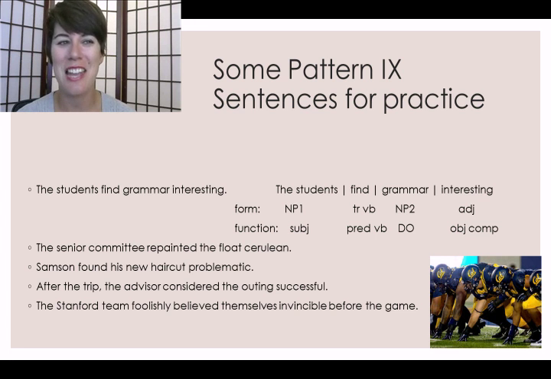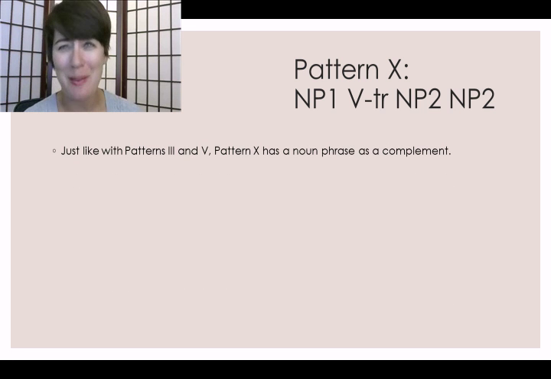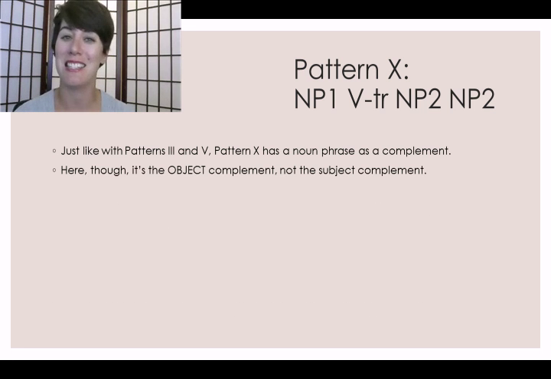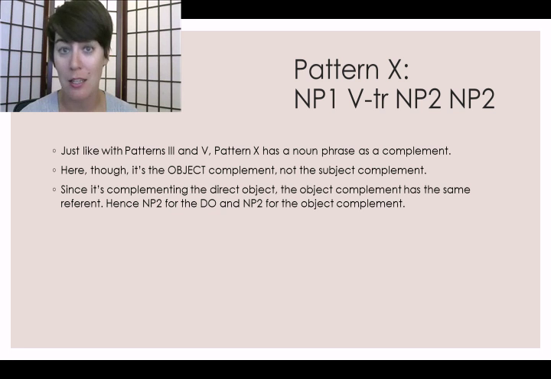Let's talk now about our very last sentence pattern, pattern 10. This is it. After this, we're done. We know all the patterns there are. This one shouldn't come as much of a surprise to you if you remember patterns 3 and 5. Just like with patterns 3 and 5, pattern 10 has an NP as a complement, but this time it's not complementing the subject, of course, it's complementing the direct object. And since it's doing that, since it's complementing the direct object, it has the same referent. That's why NP2 is the direct object and NP2 is the object complement. They're talking about the same thing.